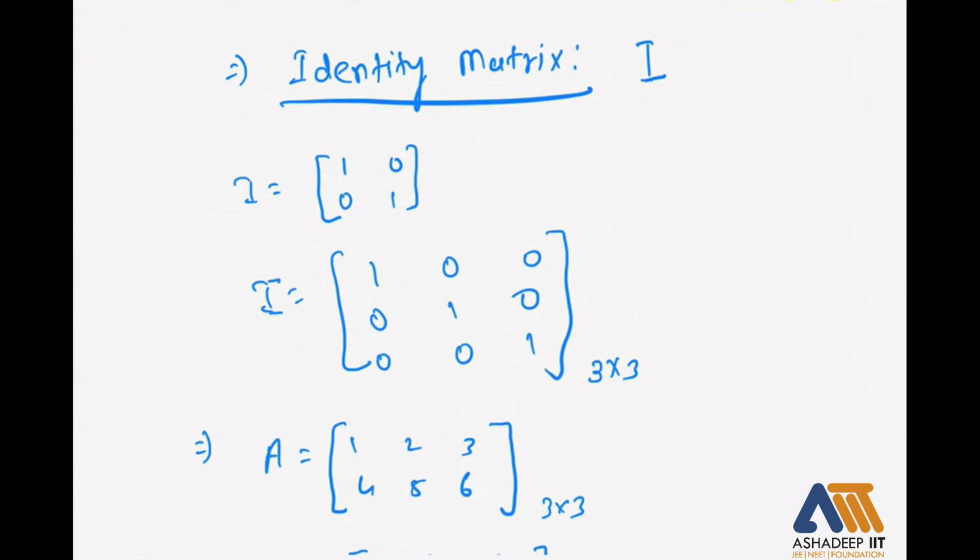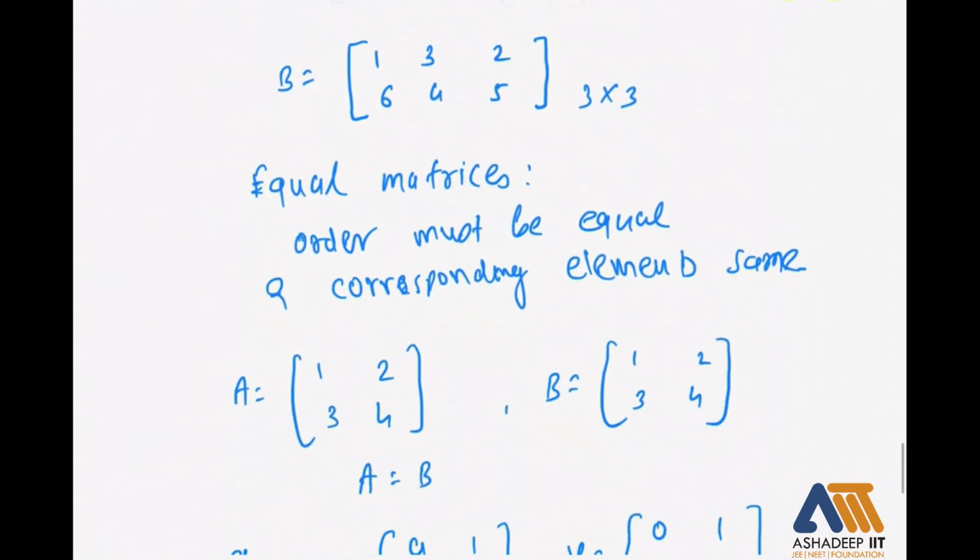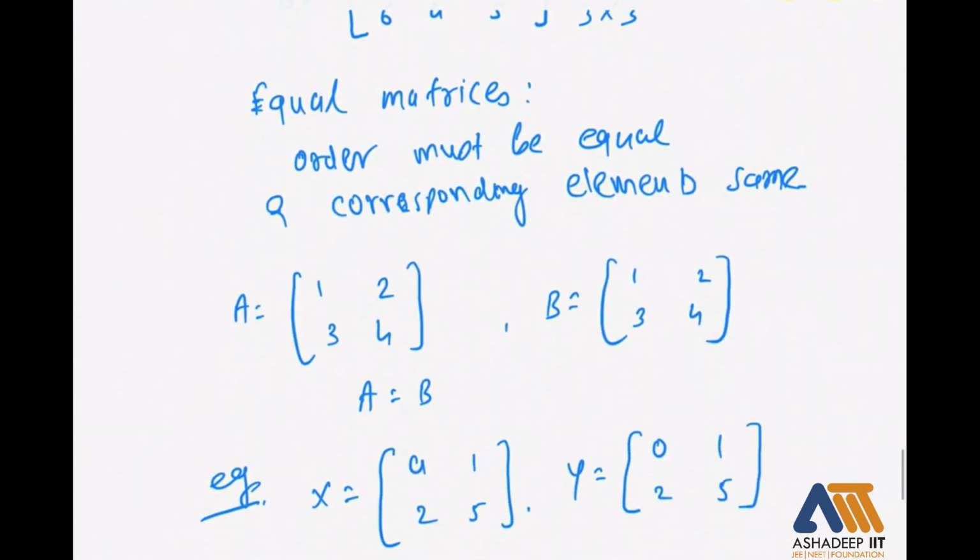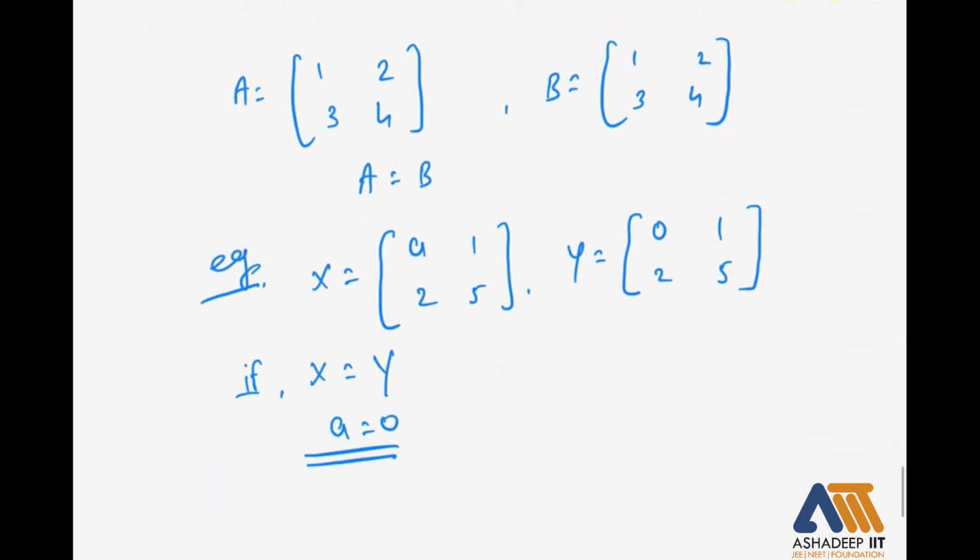It is in the form 1 0 0 1. If we write a 3 cross 3 matrix, then 1 0 0, 0 1 0, 0 0 1. Next is the equality of matrices. Two matrices are said to be equal under two conditions. Condition 1, the order must be equal, and second, corresponding elements must be equal.